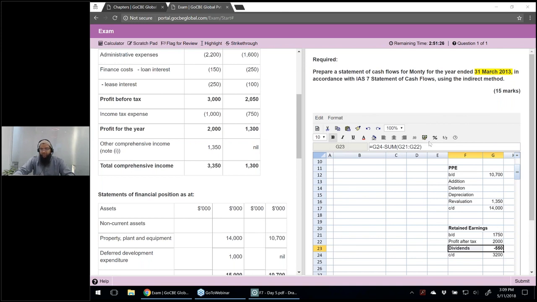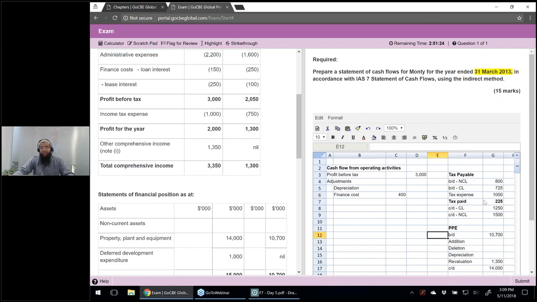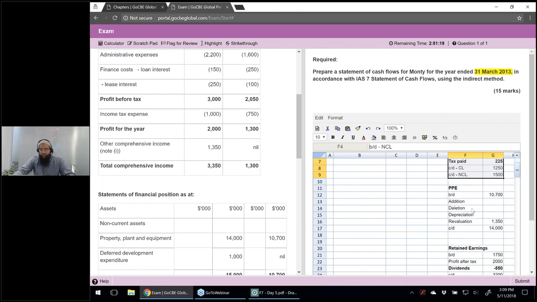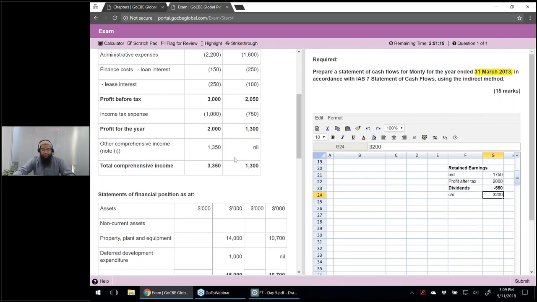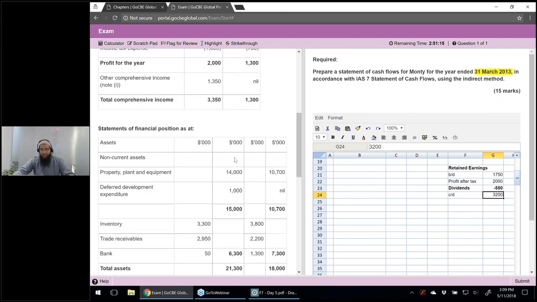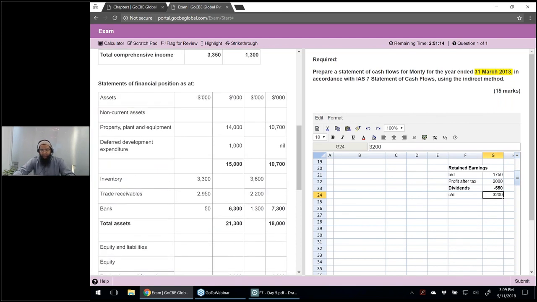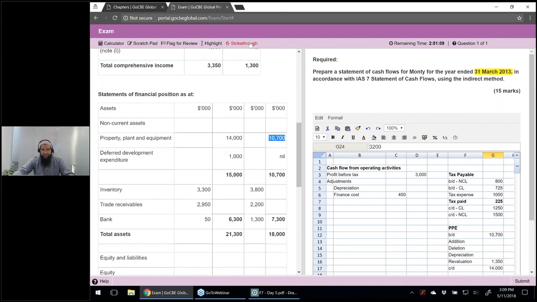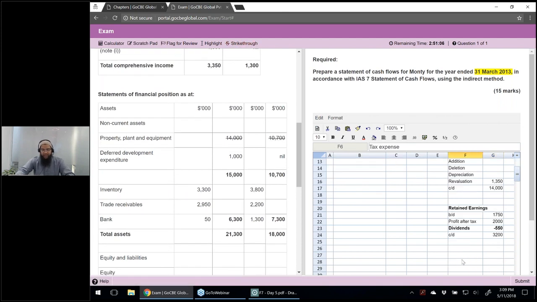Is it clear up to now that we have made tax paid? We have made the T account of the tax payable. We have made T account of property, plant, equipment. We have made the retained earnings T account. And we can even incorporate the property, plant, equipment. So we can strike through this. And let's also make a T account of development expenditure.